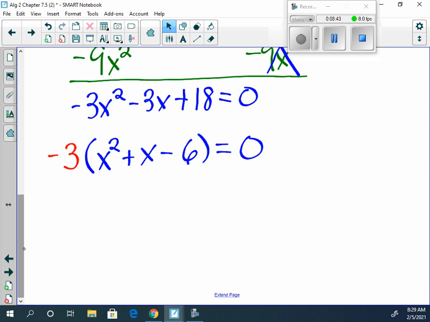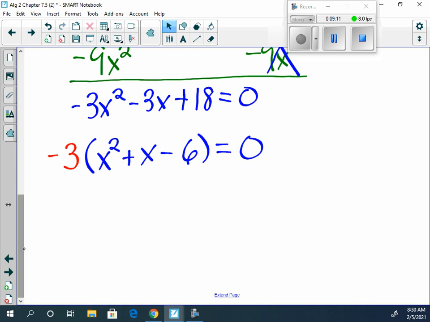Well, I have -3 times this set of parentheses, yes? Is there any way I can make -3 be 0 by plugging a number in? Well, no, there's no variables, right? So that means -3 is not the part that can be 0. It has to be what? The x squared plus x minus 6, yes? That's what has to be 0.